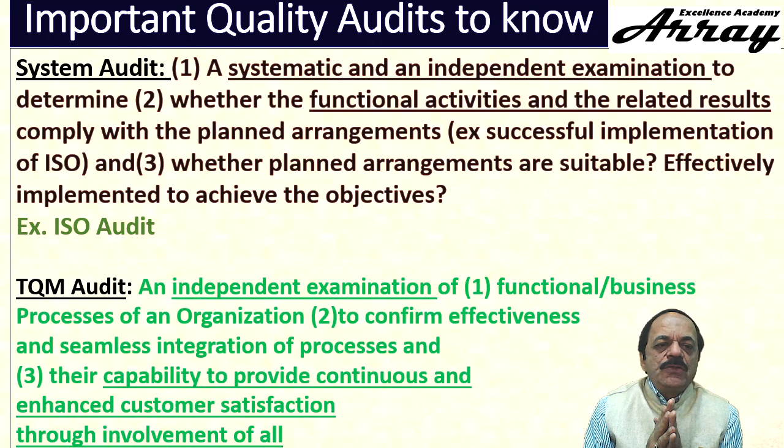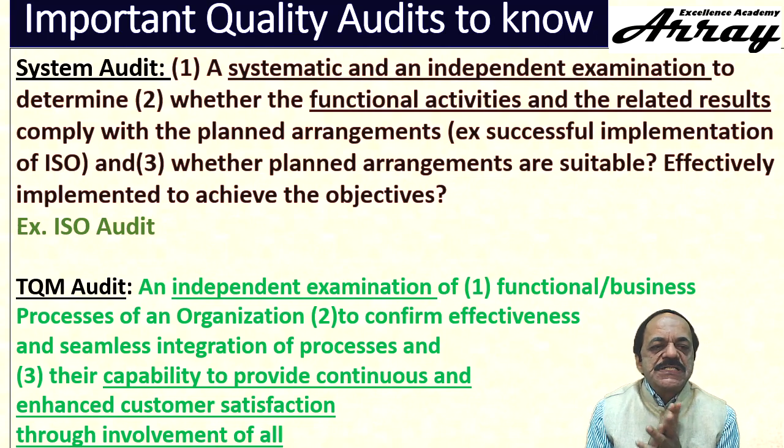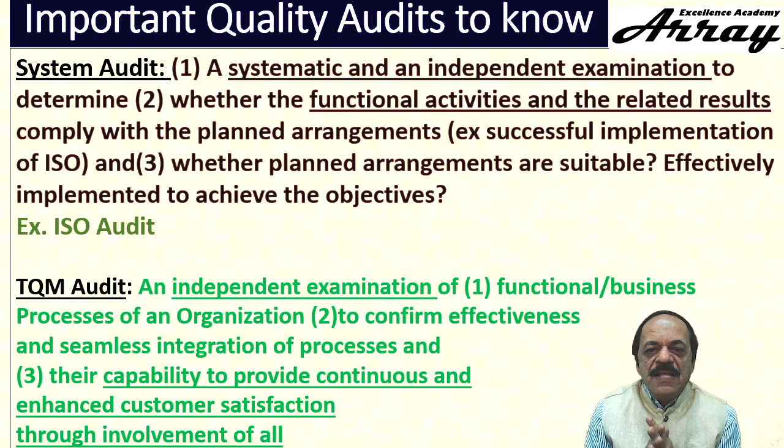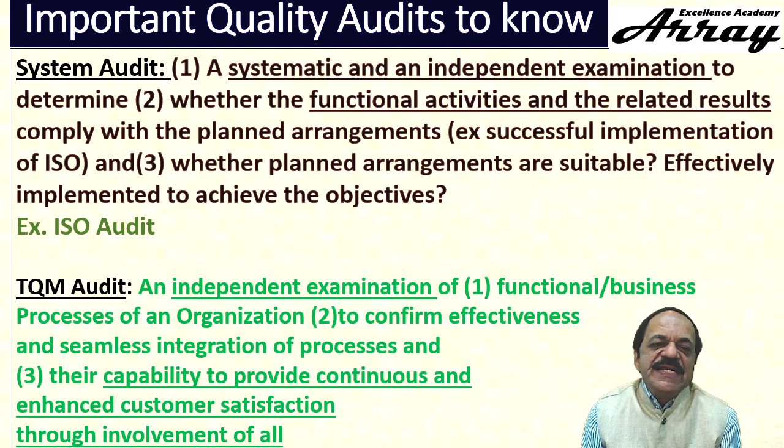There is what is called a TQM audit, which is also periodically done, say by corporate quality or an organization central to the complete company. It is an independent examination of functional or business processes. What is a functional process or a business process? The way we do the business, the way we deliver the output. For example, some companies may have production control as a department, some companies may have only production planning as their department. So these functional processes, like as I explained, HR, finance, materials management, production, testing, customer servicing, marketing, all these are functional processes in an organization. Whether they are effectively and seamlessly integrated or not.